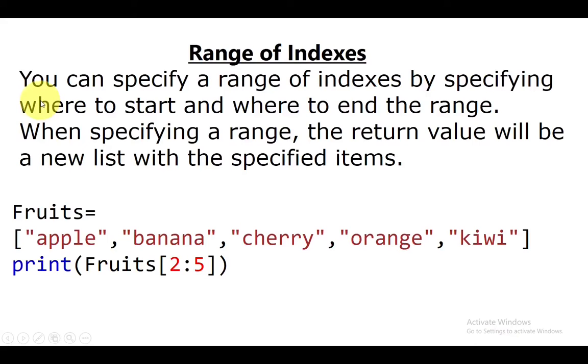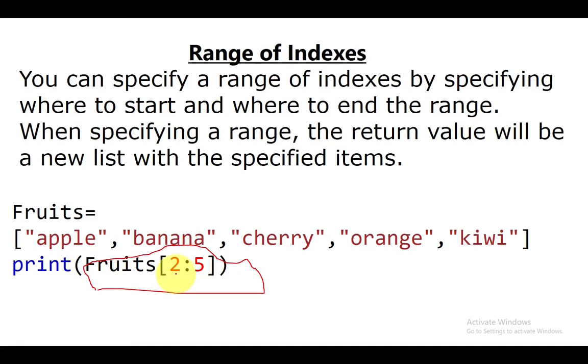Banana. Range of index. You can specify a range of index by specifying where to start and where to end the range. When specifying a range, the return value will be a new list with the specified items. So right here we have the range. There's the range, and we're using the index number to retrieve values from the list.